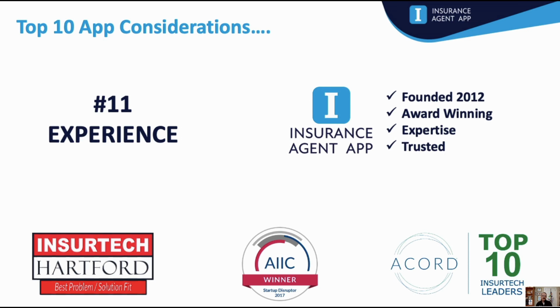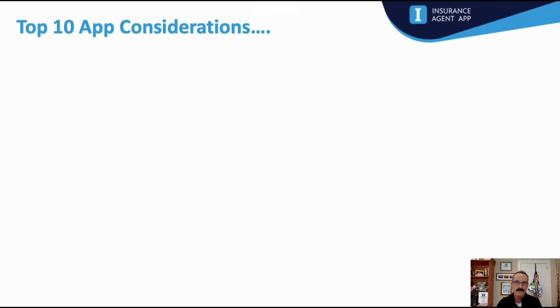There's one more top 10 consideration. It's actually number 11. It's experience. I mentioned the fact we're now in our 11th year. Maybe that's why it's number 11. We have a lot of experience moving around the highly fragmented and inefficient data that flows within the property and casualty insurance industry. And it pays to have that experience and know what you're doing. So we're very proud of the awards we've received.